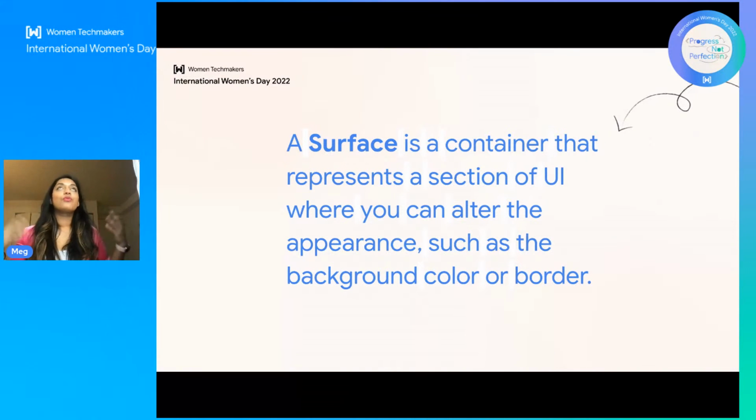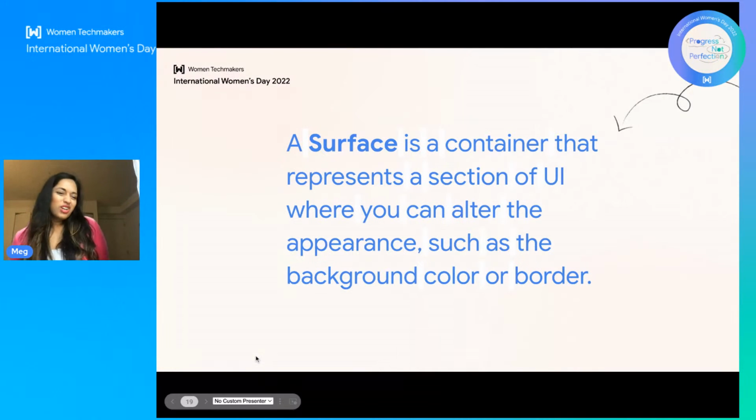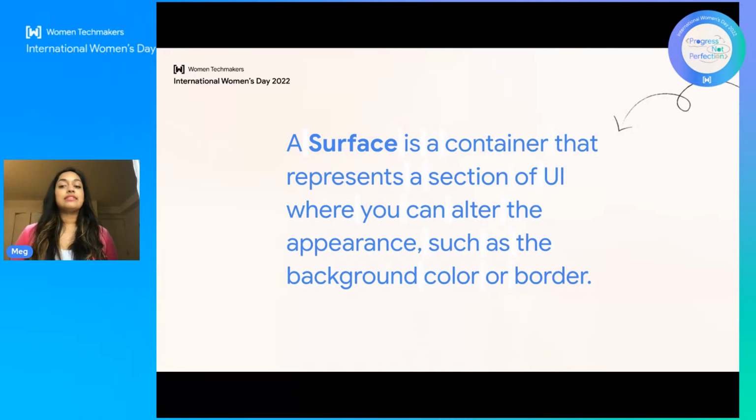So, okay, we're wishing Happy International Women's Day to someone. Cool, but I don't know, we could make it look cuter. And so what we're going to do is change the background color. And we're going to do that by adding a surface. You're going to need to surround your text with a surface, which is a container that represents a section of UI where you can alter the appearance, such as the background color or border.